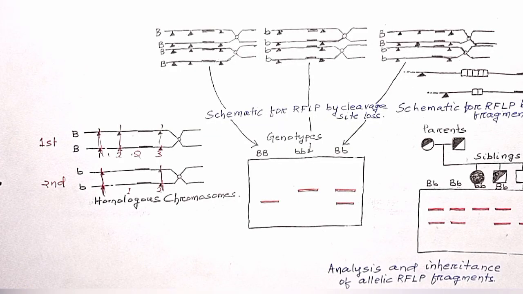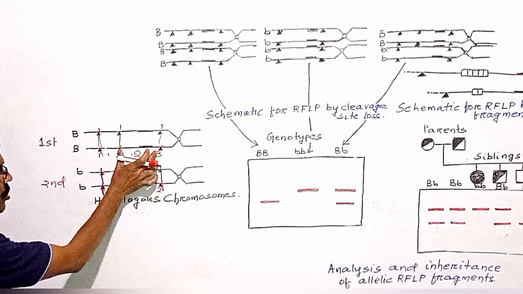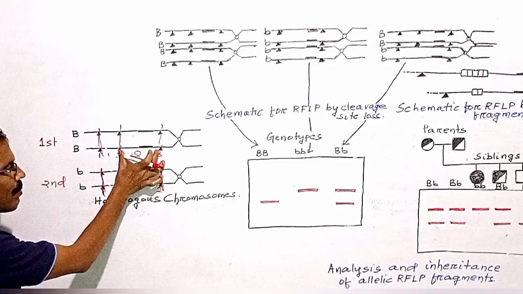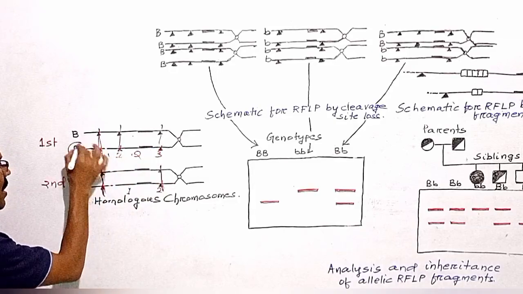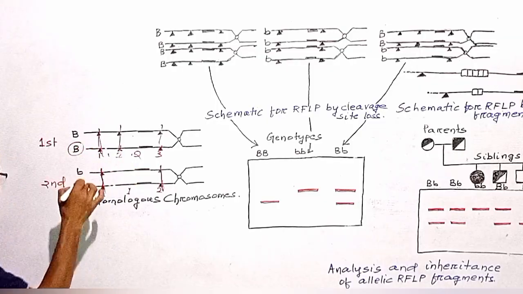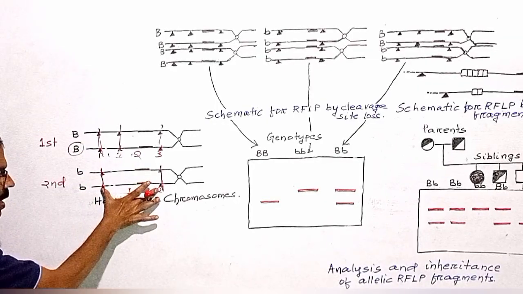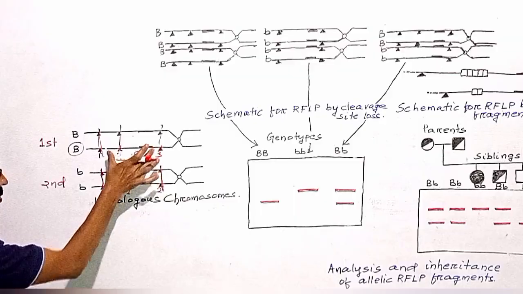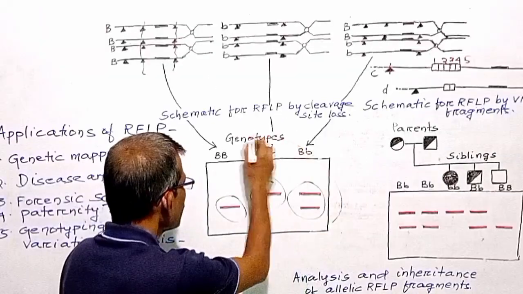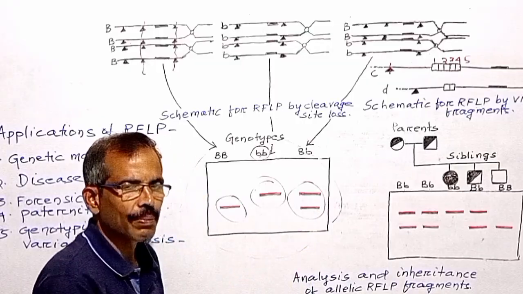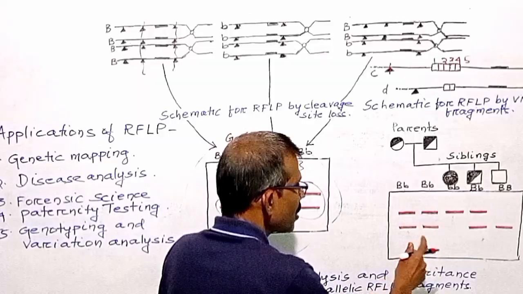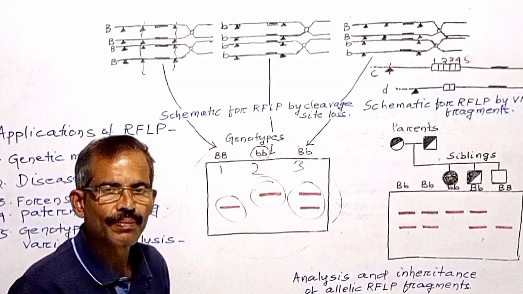So there are two restriction fragments. One is smaller and the other fragment is larger. Each fragment length is considered as an allele. So this fragment length will be designated as capital B, and this fragment length, which is larger than that fragment, will be designated as small b. This figure shows the allelic RFLP fragments of three individuals, and this one illustrates their inheritance.